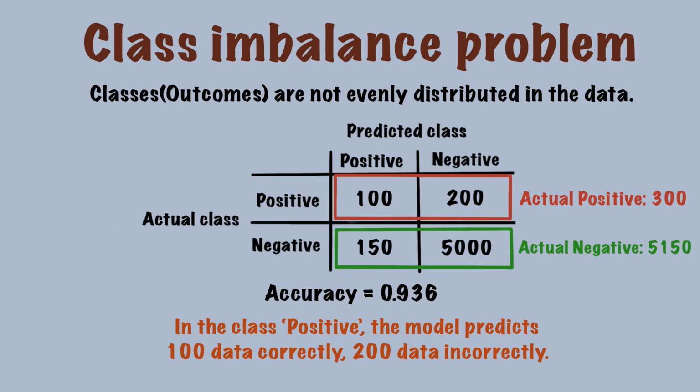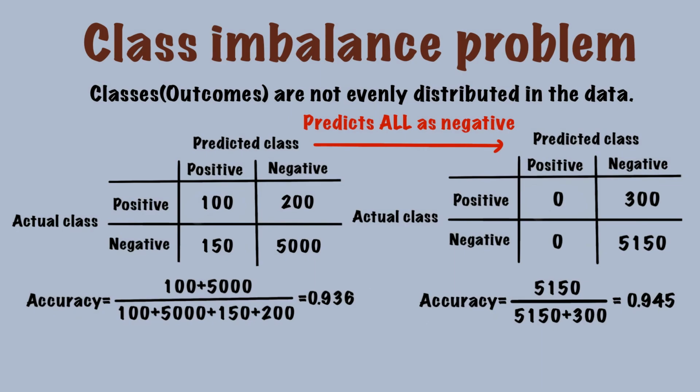The problem is, you can almost always make accuracy higher by predicting all the data as the majority class. In this case, the majority class is negative because most people are healthy. So we try to predict all the people as negative and compare the accuracy with the original model. Here are the accuracies for two scenarios. The original model has accuracy 0.936. The new model has accuracy 0.945.